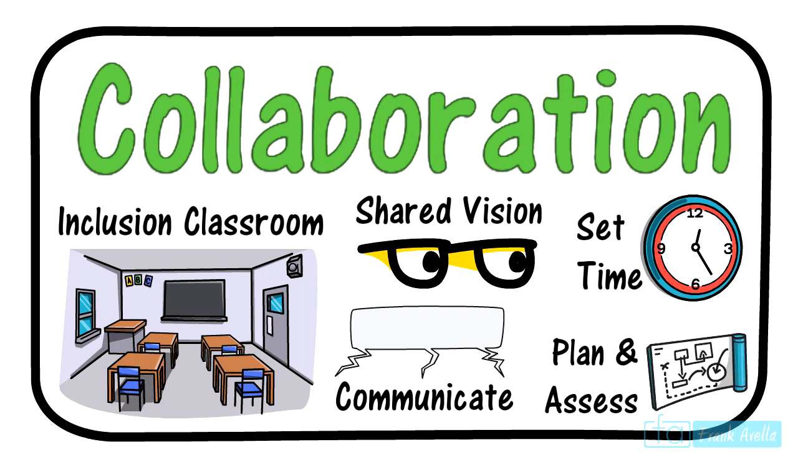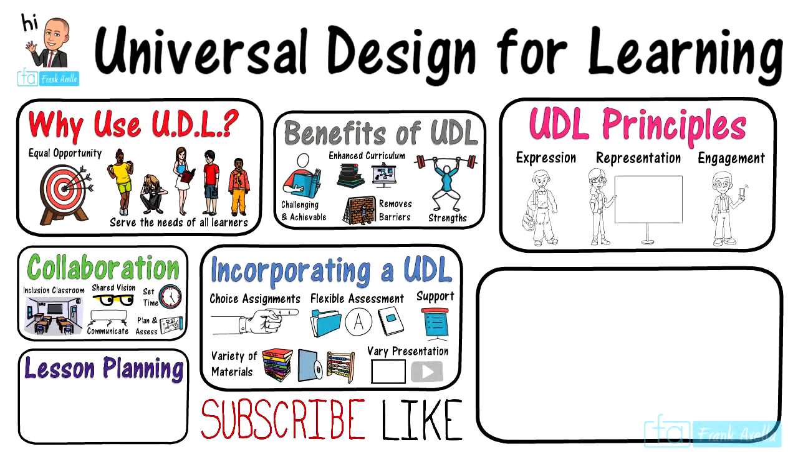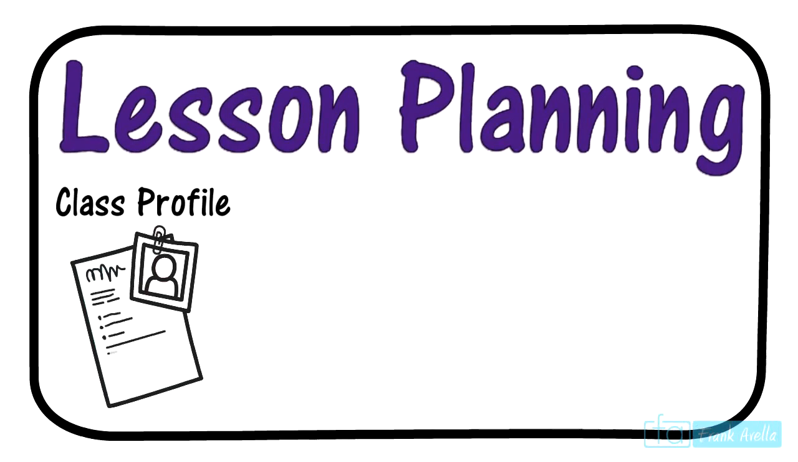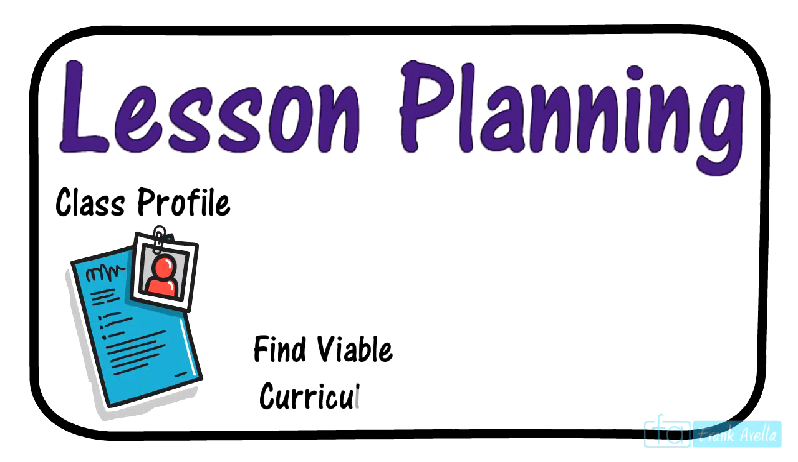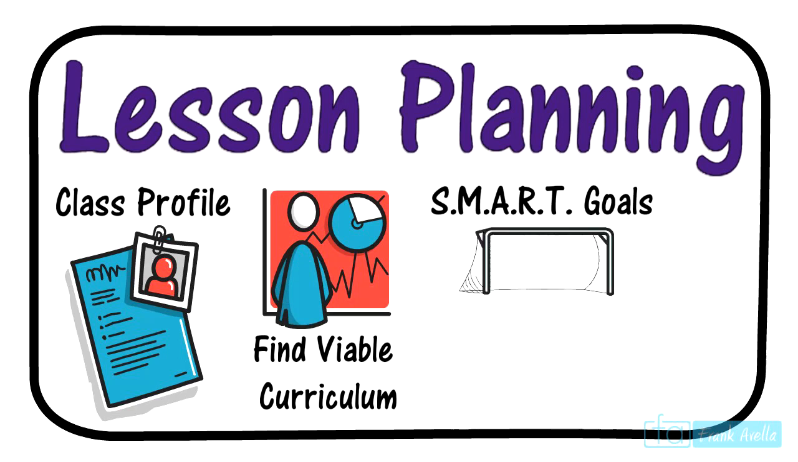The next topic is lesson planning for the UDL. One way to get started is to create a class profile and get an understanding of each student's strengths and weaknesses, their likes and dislikes, and so forth. You don't want to plan a lesson without having a viable curriculum. Educators may have to audit the current curriculum and find out ways to improve the quality of that curriculum. Special education and general education teachers should work together to develop SMART goals for their students. SMART meaning specific, measurable, achievable, realistic, and timely.